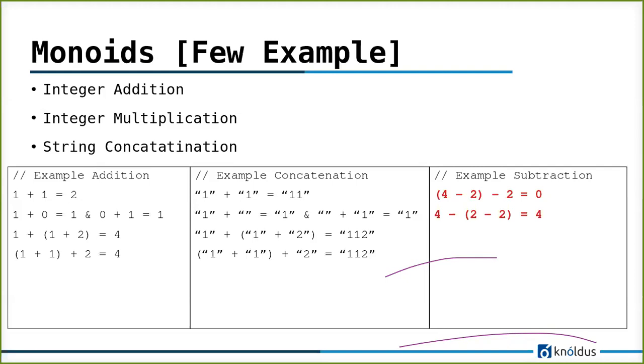If we close 4 minus 2 in the parenthesis, then it will give us 0. Otherwise, it will give us 4 when we switch the parenthesis from 4 minus 2 to 2 minus 2. So therefore, it is not monoid. So this is the example of monoid.